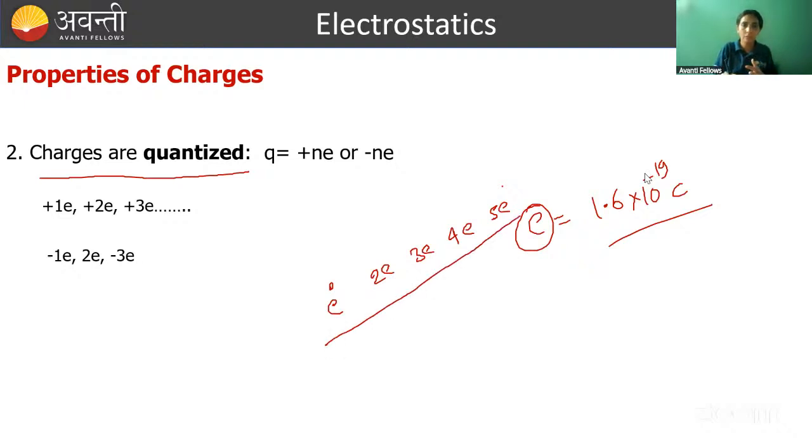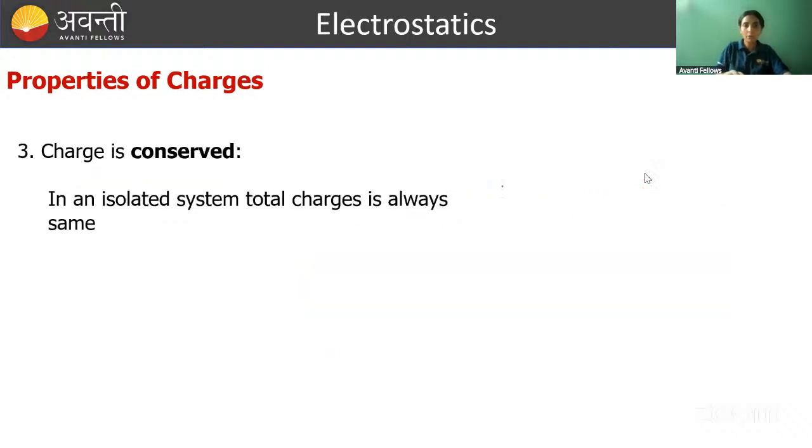Done it? So this is the meaning of charges are quantized. Then all this is like there is so much violation of this thing. Just now I told you some research happened where quark is one thing which carries charge less than that of electron, e by 3 or something, right? But that is not in our syllabus. We have to follow up to this. Okay, chalo. Now what is the third thing?